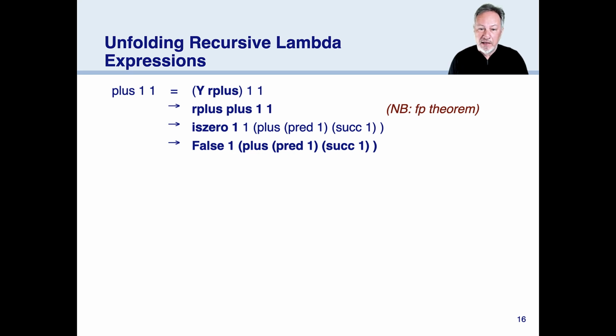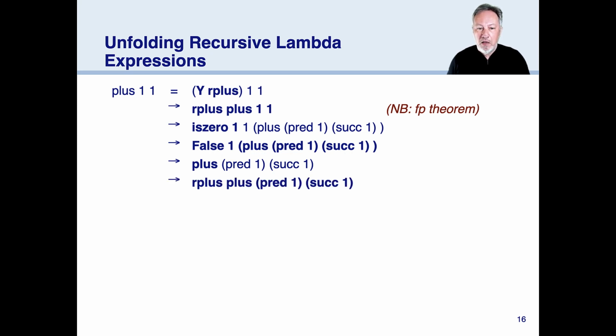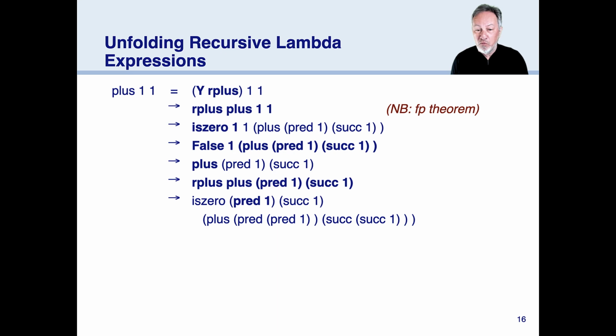So now false gets these two values. It throws away its first argument and returns the second argument. In other words, plus applied to predecessor of 1 and successor of 1. Looks good so far. Let's continue. Plus, by the fixed point theorem, is R plus of plus, and we pass it its two arguments. We expand the body again as before, so that's is0 of predecessor of 1 and successor of 1, and this big expression that follows.